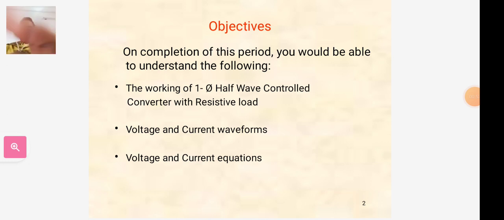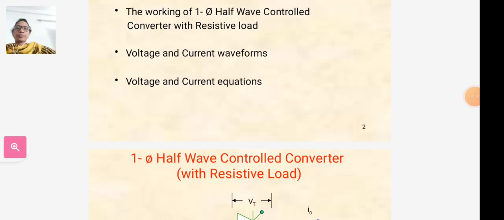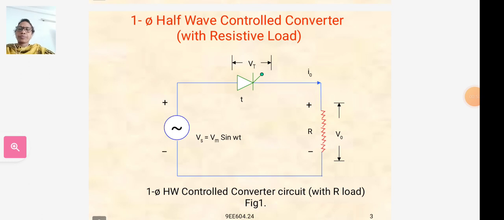So here, this is the circuit diagram for the single phase half wave controlled converter. This diagram shows the single phase half wave controlled converter using resistive load. It consists of a single thyristor feeding DC power to the resistive load. Let us consider a source voltage Vs equal to Vm sin omega t applied to the circuit.